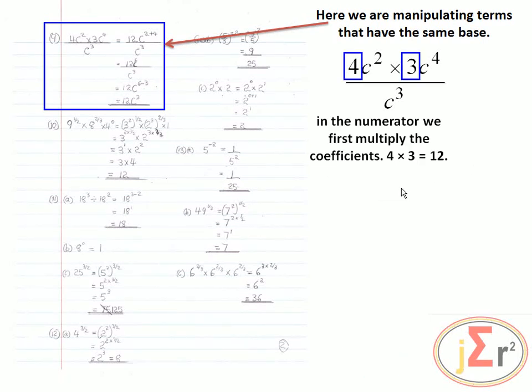In the numerator, we first multiply the coefficients. In solving this problem, we will first multiply those coefficients, and the coefficients in the numerator are multiplied because we have a multiplication sign right here separating the terms, meaning that we are multiplying these terms. The first step will be to multiply the coefficients, and we have there that 4 times 3 is equal to 12.